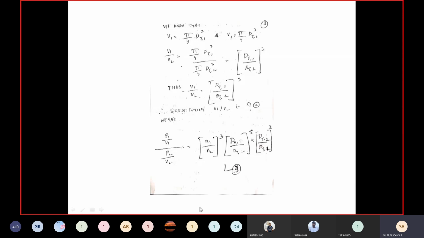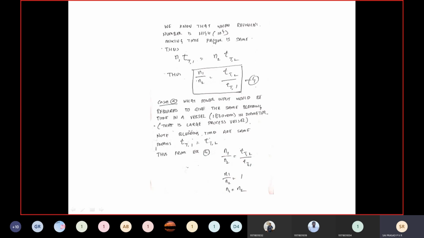Now after doing this, we go to the cases. First case is what? He says that the blending time is the same. Second case is what? Power consumed per unit volume is the same. So now we will see what will happen. We know that when the Reynolds number is 10 to the power of 4, the mixing time factor is the same. So hence N Tt is equal to constant. So you know P by V is equal to constant. So P1 by V1 is equal to P2 by V2.